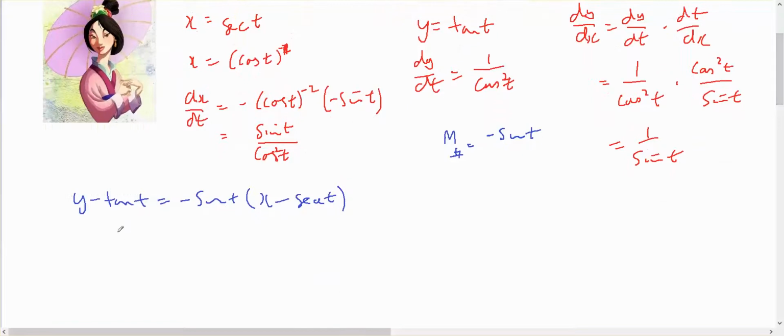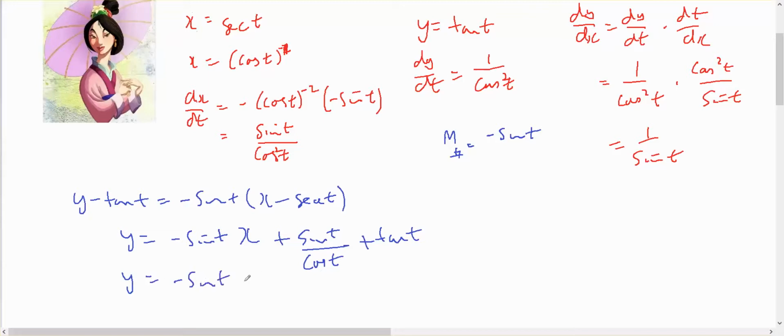And do a little bit of simplification. y will equal minus sine t x, negative negative, plus sine t on sec t, which is 1 on cos t, so sine t cos t. This minus becomes plus tan t, so I get y equals minus sine t x plus 2 tan t. That's beautiful.